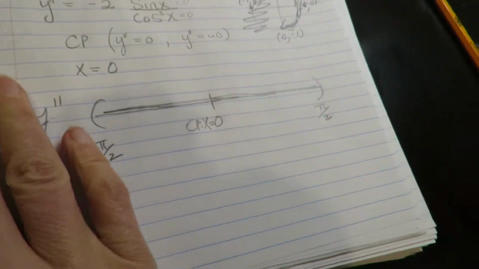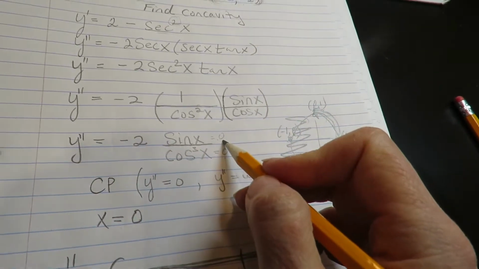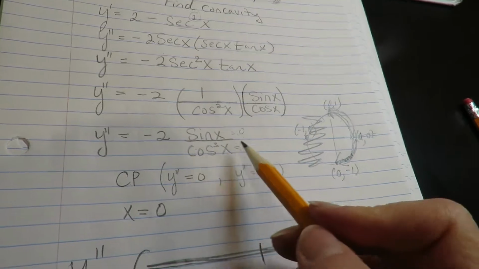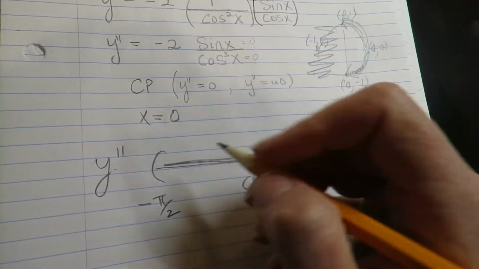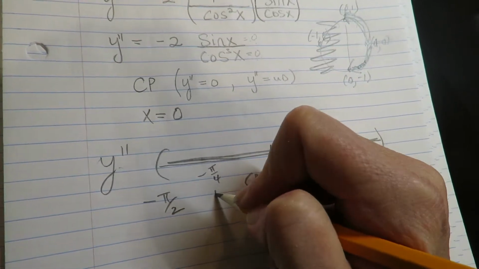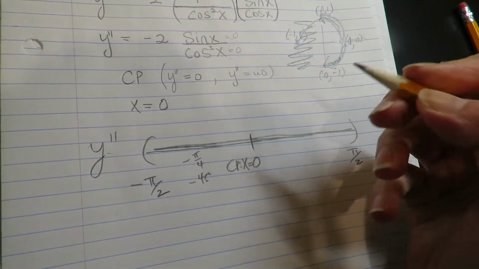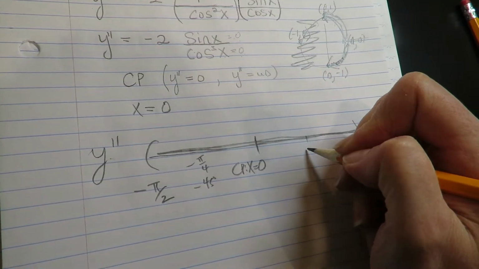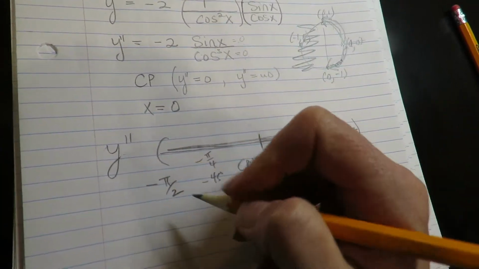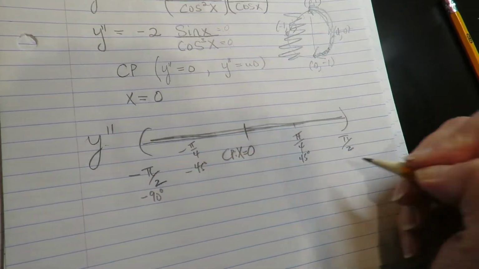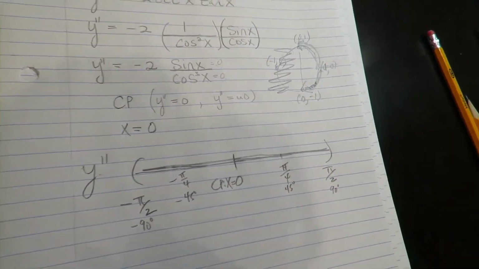Alright, so that's all I have to test because there's no other time that the sine equals 0 under that restriction or that the cosine equals 0 under this restriction. So I'm good, and I'm now going to go ahead and test. I'm going to use negative pi over 4, that's negative 45 degrees, and I'll use pi over 4, which is positive 45 degrees. If the radians get you a little bit, this is negative 90 and this is 90, okay?